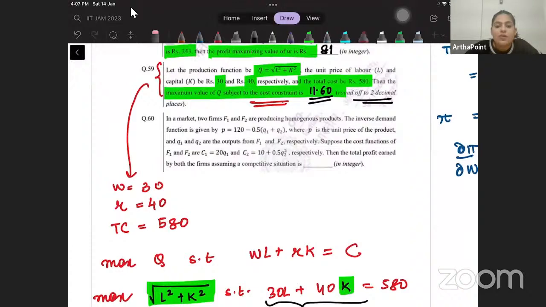In a market, there are two firms, 1 and 2. The inverse demand function is given to you, and costs are given to you. Then find the total profit earned by both firms assuming a competitive situation. So these firms are competing with each other, but they're asking about the total profit.